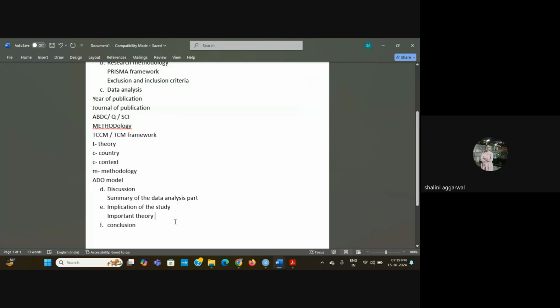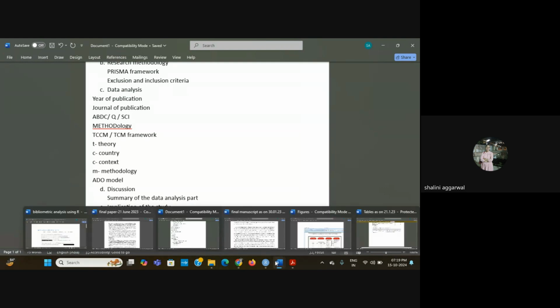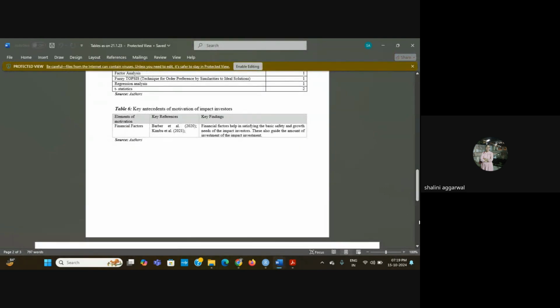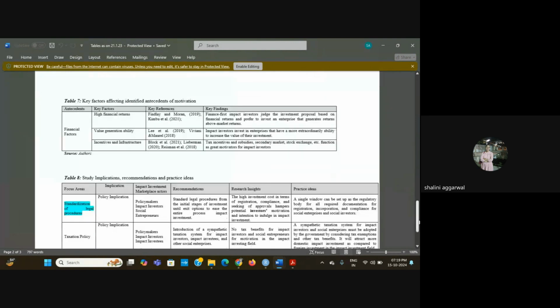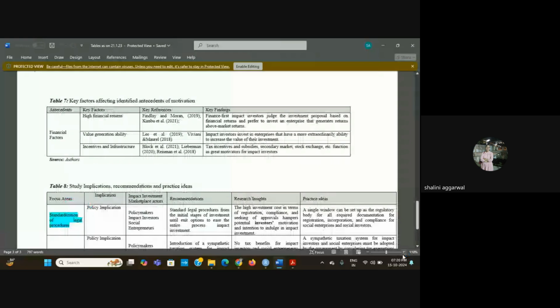Can we include graphs and paragraphs also, tables, graphs, figures and all? In which section are you talking about? The implication of the study? Yes, definitely you can do that. Let me show you. This is one of my students' papers. I don't remember what she has done. Yes, now look at this.